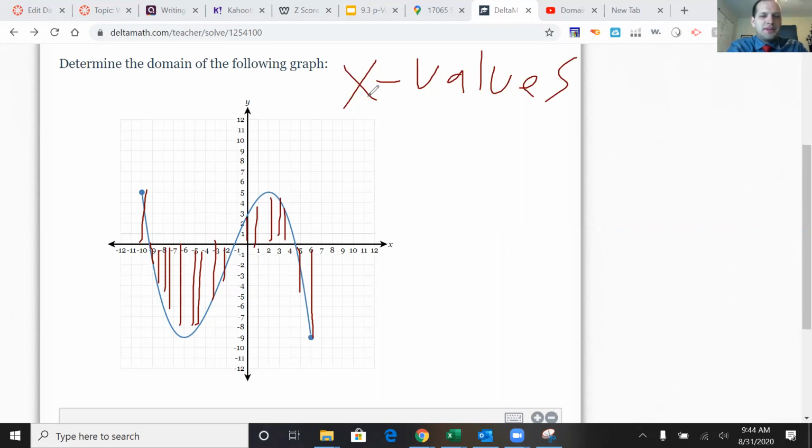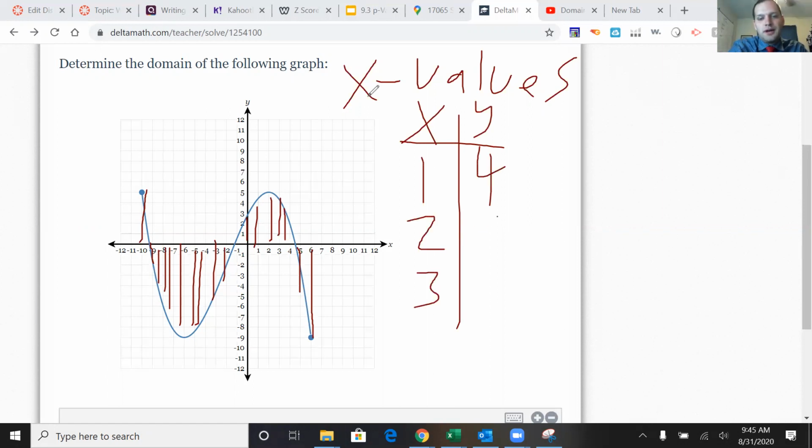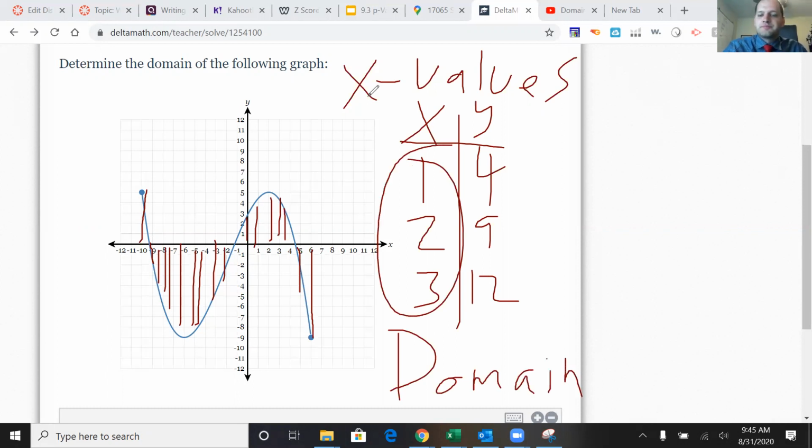It might be easier with a table. If you had a table, you have your x values, your y values, 1, 2, 3, 4, 9, 12, something like that. The x values, your domain, would just be 1, 2, 3. That's all that the domain would be.